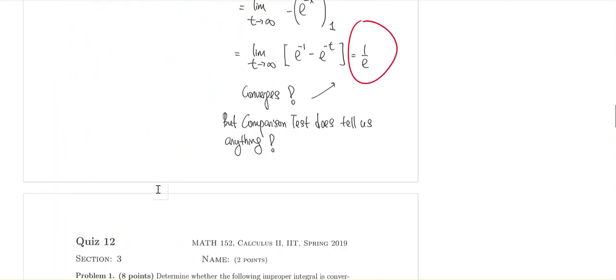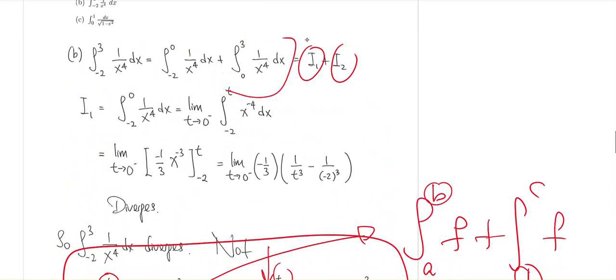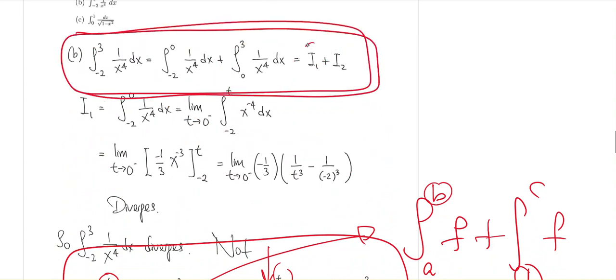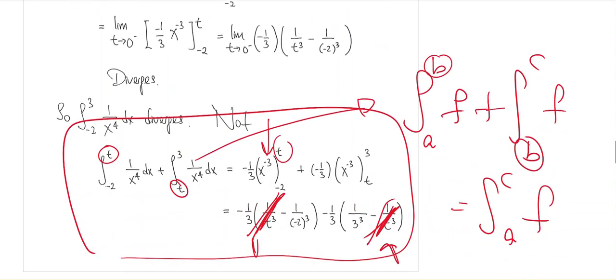You actually have to break them into 2 parts and investigate each of this I1 and I2 separately. So look at this very carefully. You are investigating either I1 or I2 separately, but do not do it at the same time. If you do it at the same time, the t terms here will cancel out. Then you will think that it converges. In fact, actually it diverges.